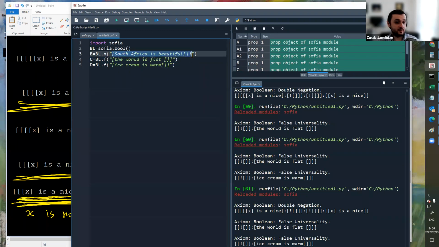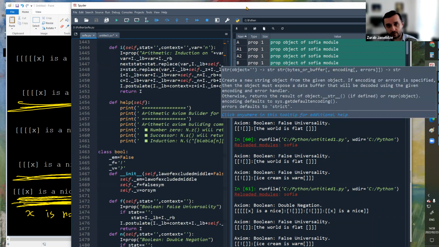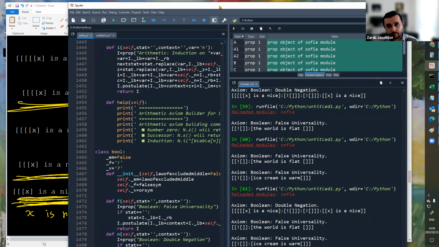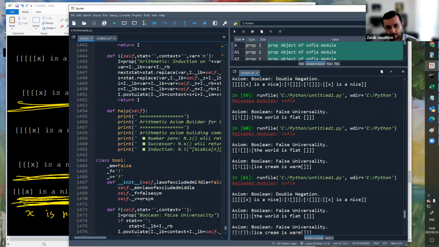That's why I need to enter it as a parameter. So this is an example where an axiom requires parameters of its own. And so a tool in Sophia that creates axioms out of parameters like this one is called an axiom builder. Axiom builder is implemented in the Sophia module here, right at the bottom, this thing here.